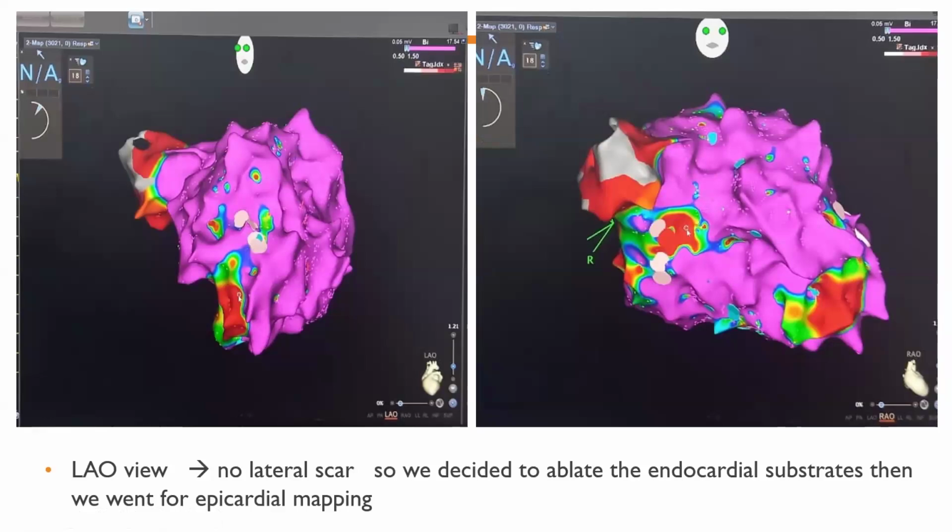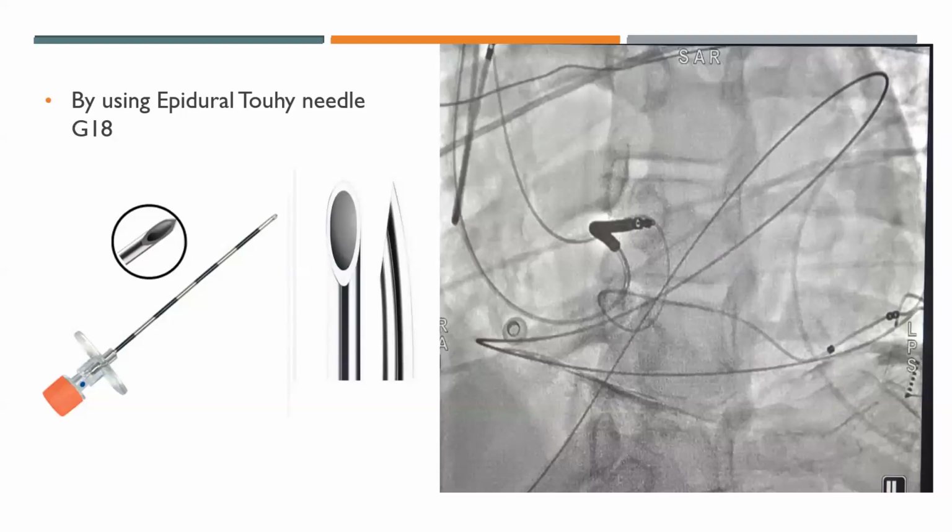Here, even without stimulation, we already know that these patients have an epicardial scar, because this small scar in the endocardium did not explain the multiple morphologies he had in the ECG. We did an epicardial access by using the epidural Tuohy needle, gauge 18.